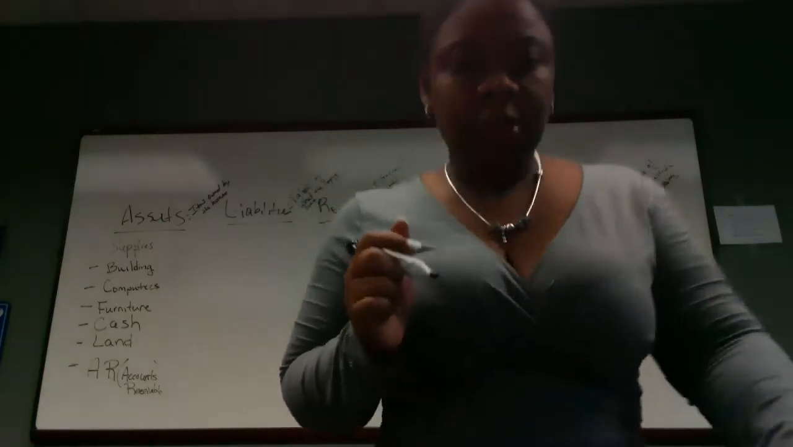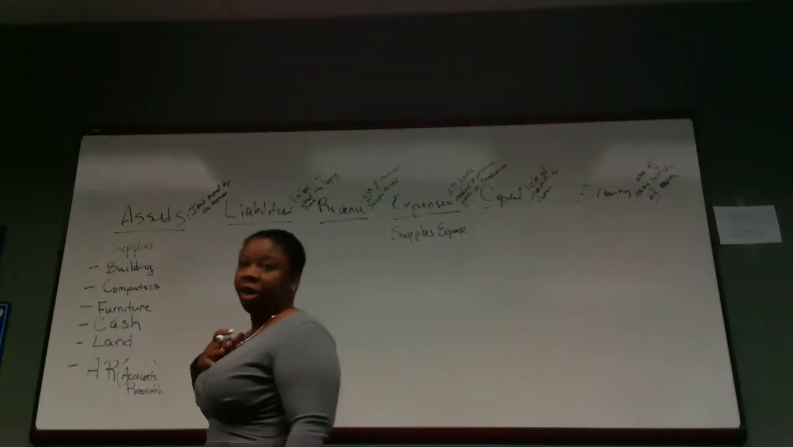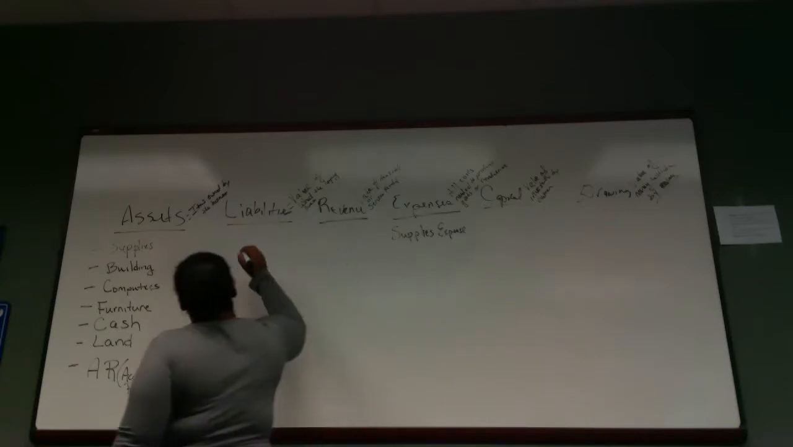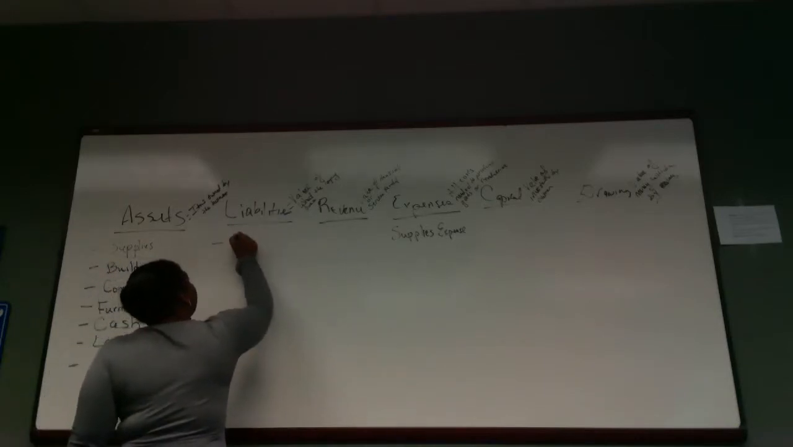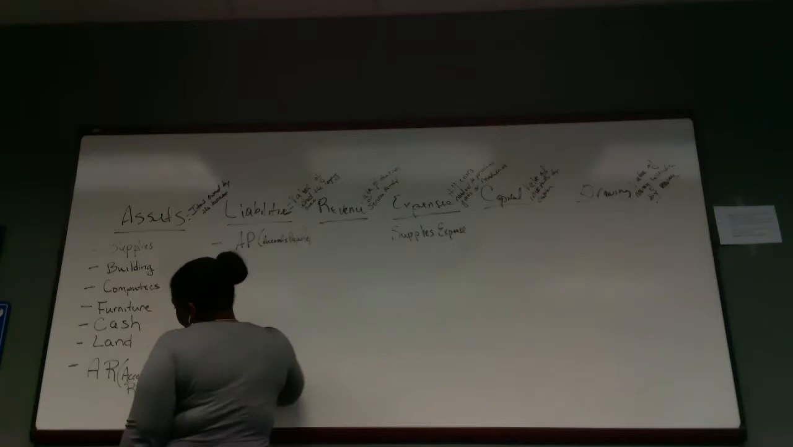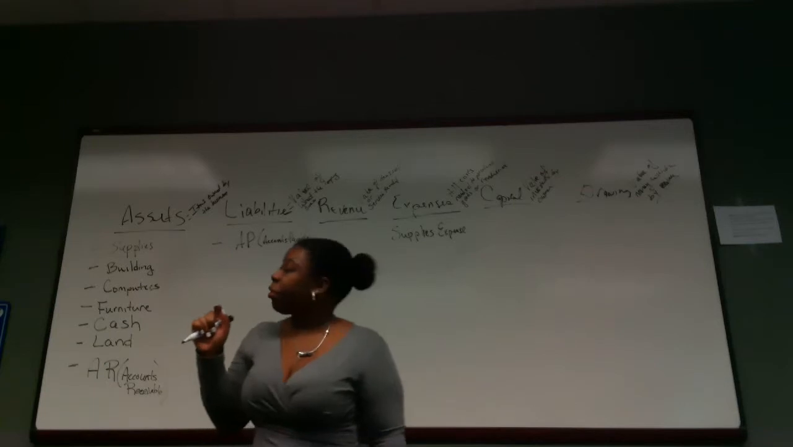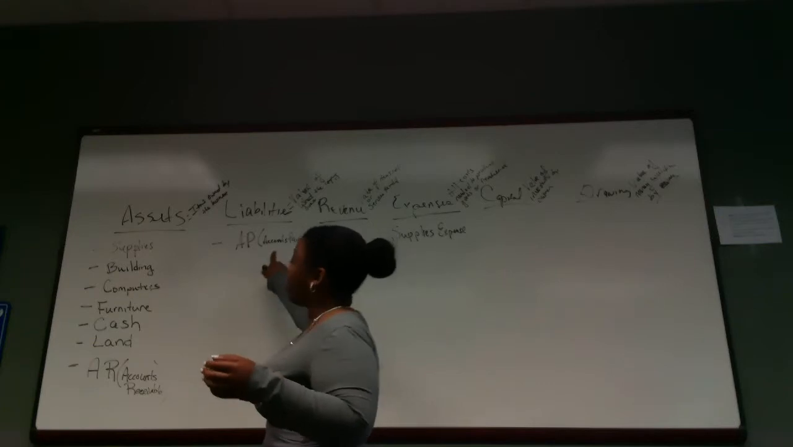Okay? So our liabilities is the value of what we owe, what the company owes. The big one that we use all the time is going to be AP, which is accounts payable. You do need to know the difference between accounts receivable and accounts payable. This is the one we use most often.